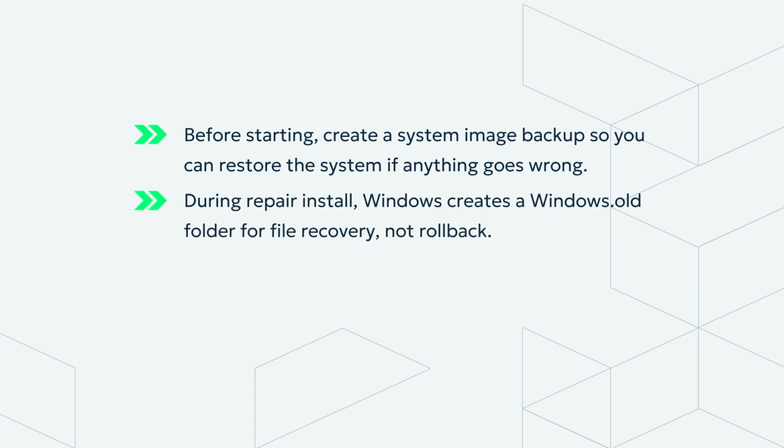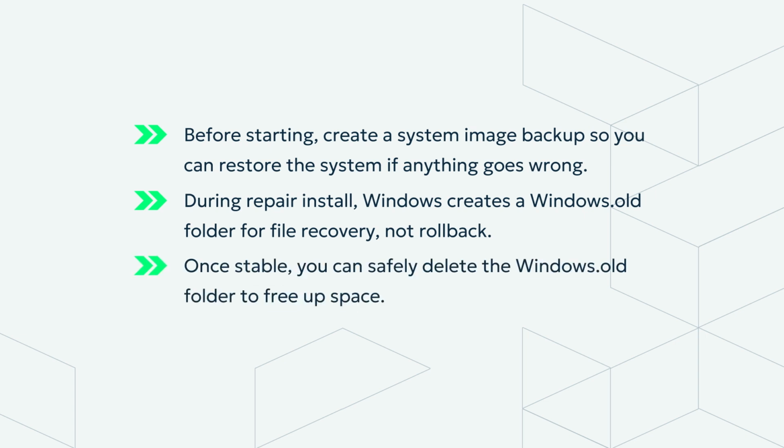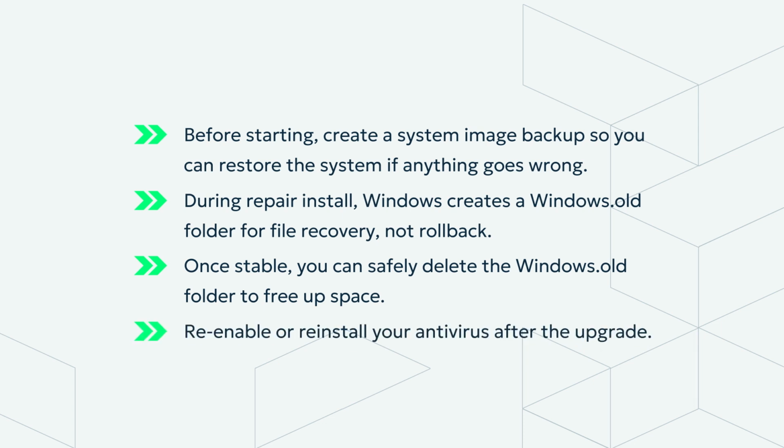During the repair install process, Windows will create a windows.old folder that contains your previous installation. It's mainly for recovering files, not a full rollback. Once your system is stable, you can safely delete the windows.old folder to free up space. Lastly, make sure to protect your system by re-enabling or reinstalling your antivirus after the upgrade is complete.